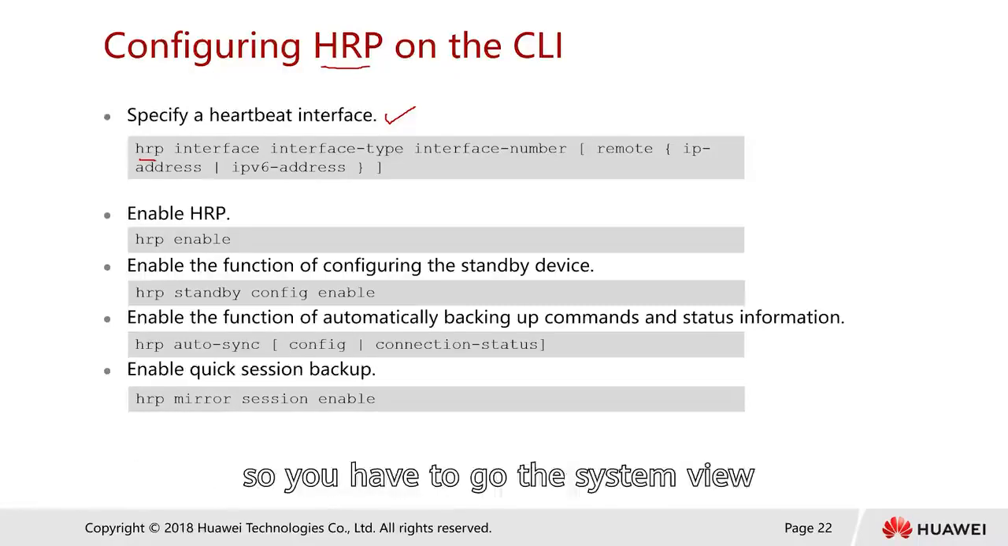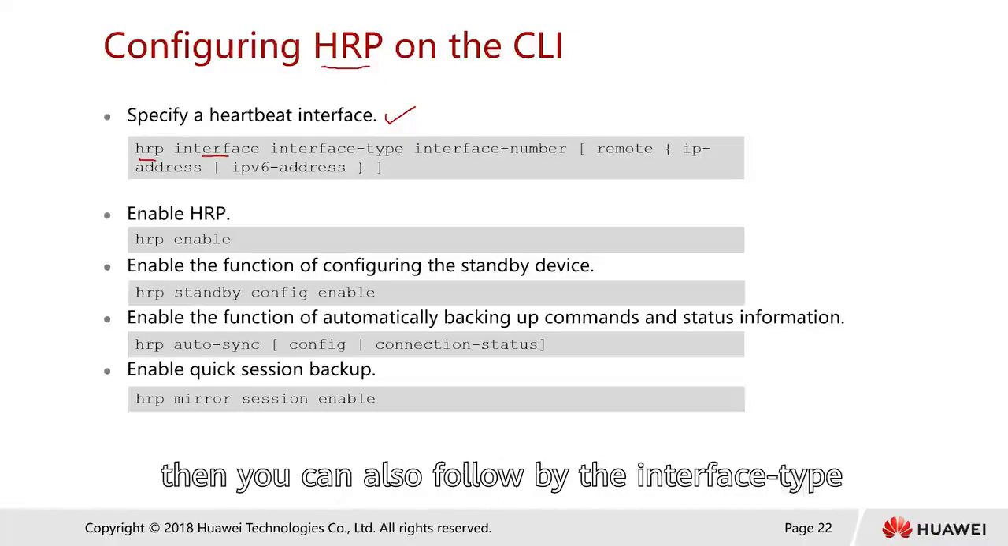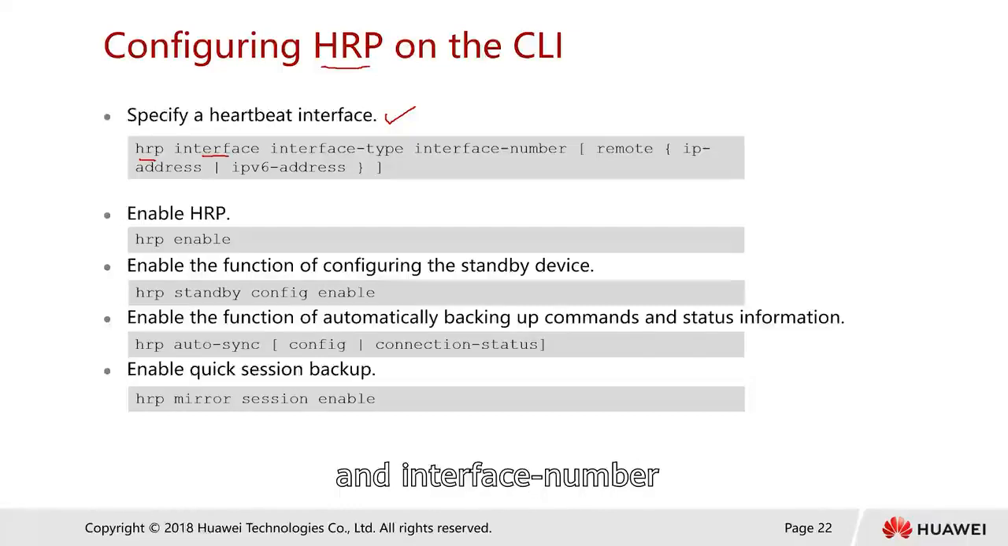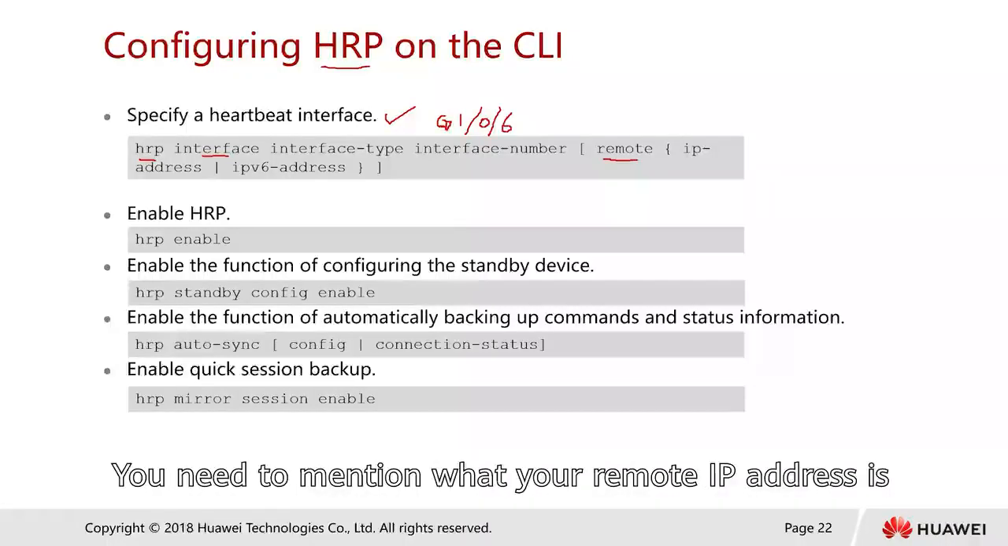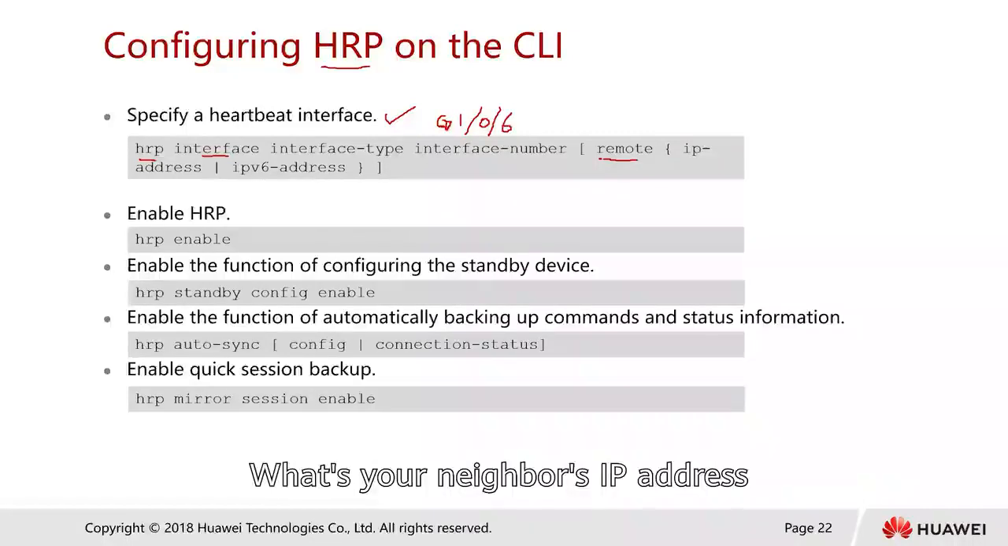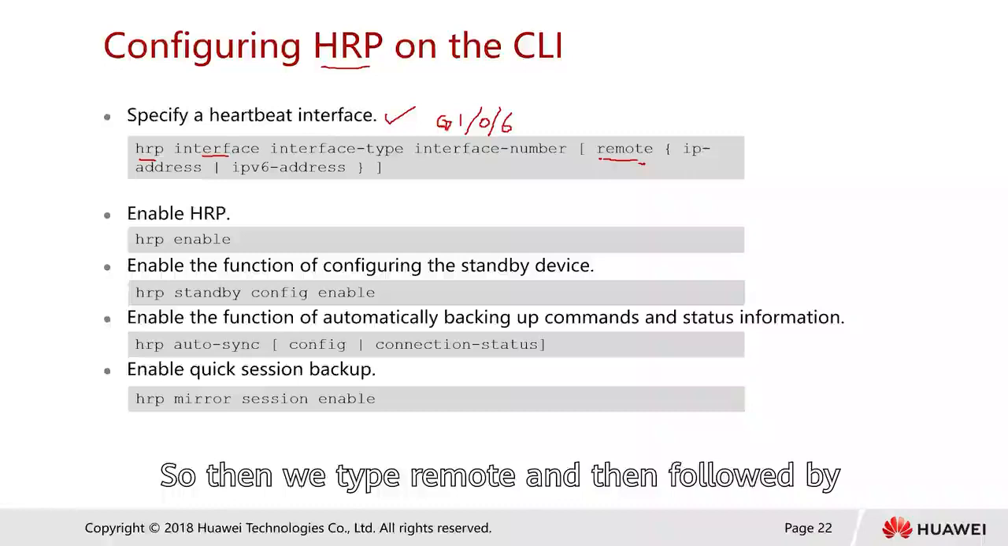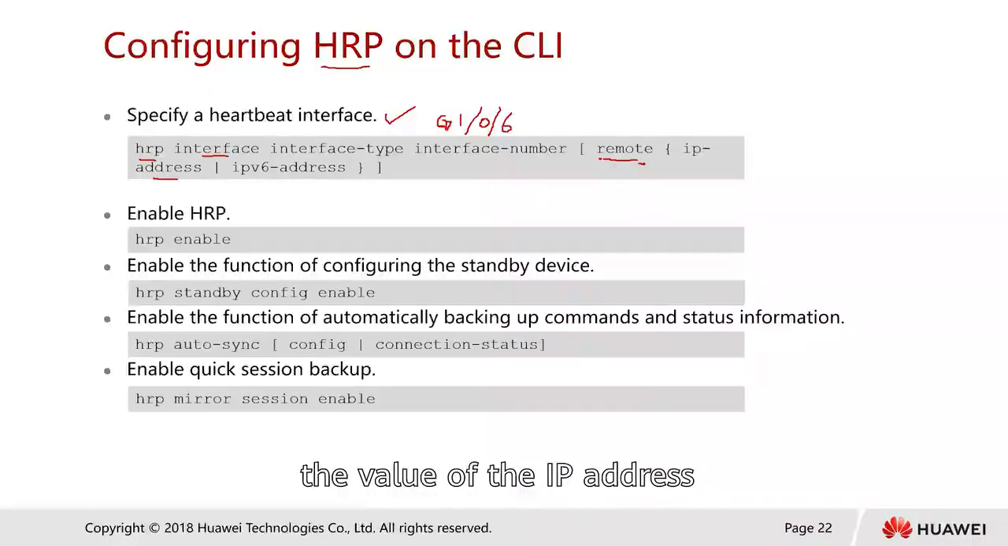Alright, so you have to go to system view and then you can type here hrp followed by interface. Then you can also follow by the interface type and interface number, which in other words means G1/0/6, for example. Okay, let's assume this is the interface for your heartbeat. Okay, and you need to mention what is your remote IP address. Okay, what's your neighbor IP address? So then we type remote and then followed by the value of the IP address.